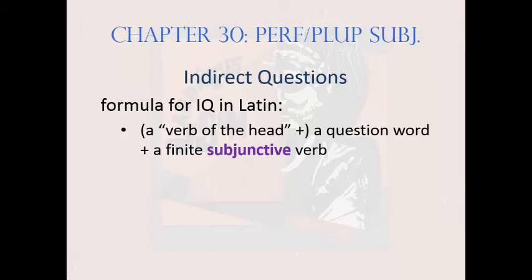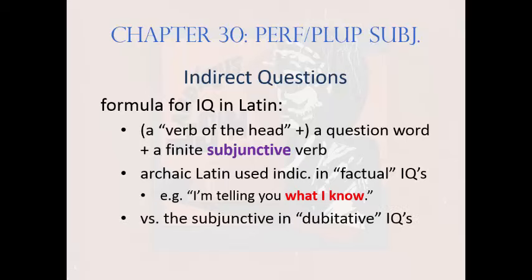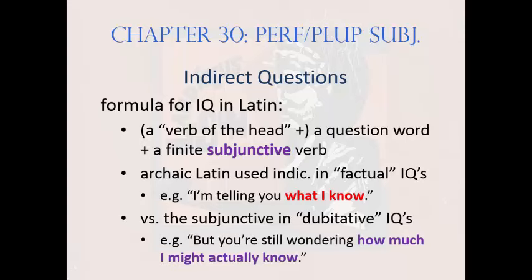For those students who are so dedicated to self-betterment that they really care about learning, pre-classical Latin did distinguish between factual indirect questions. For example, I'm telling you what I know and how I know it. In archaic Latin, both the knows there would have been indicative, versus dubitative indirect questions, where the speaker doesn't know the answer. That type of indirect question called for the subjunctive. For instance, but you're still wondering how much I might actually know.